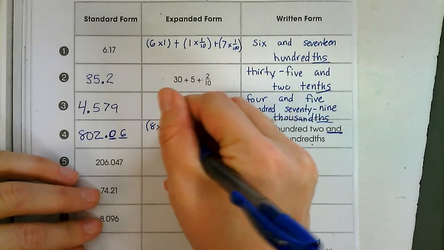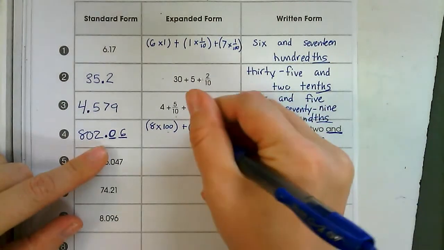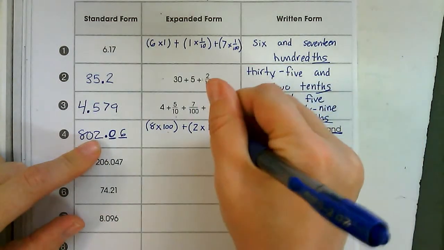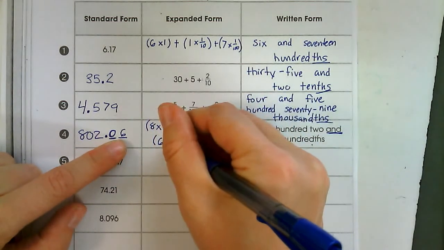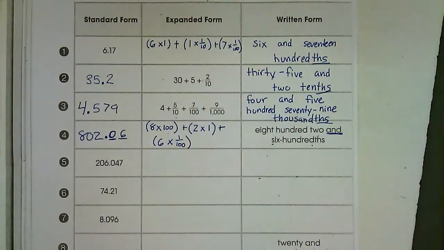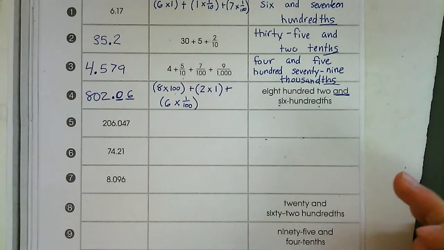8 times the value of 100 plus, I'm not going to do my 0, 2 is my next digit times the value of 1 because it's in the ones place, plus, I'm not going to do the 0, 6 is my next digit times its value, it's in the hundredths place. So I do 1 over 100 to show that it's a hundredths place. All right, moving right along.